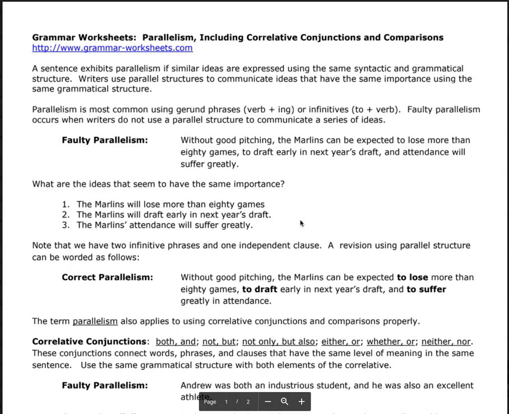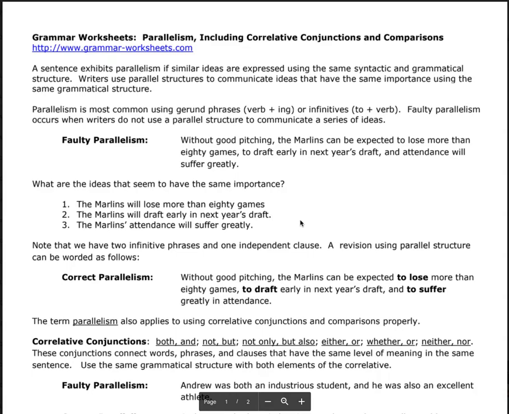So I wanted to go over parallelism with you this week, just to help again with your writing and making sure that your writing is at the level that it should be for this course. These are a little bit higher level, not just making sure that your verbs correlate with your nouns, but also that you're doing some more complex fixes to your writing as well.